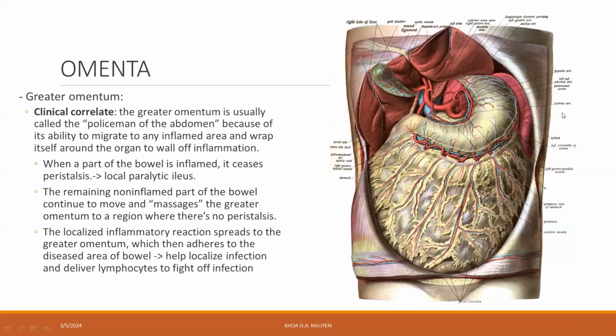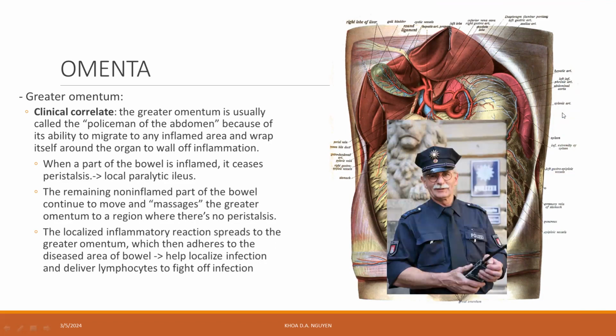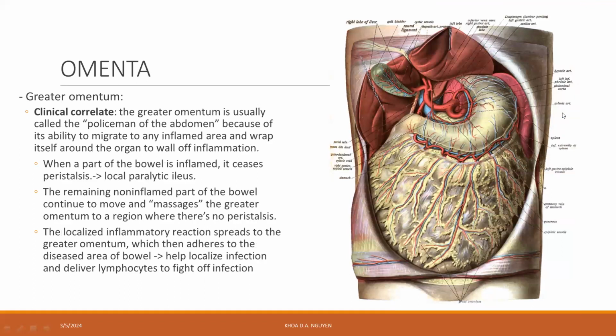Okay, so a clinical correlate, an important one for the greater omentum, is that it is called the policeman of the abdomen. Why? Because of its ability to migrate to any inflamed area and wrap itself around the organ so as to wall off the inflammation. Now, let's suppose that your appendix is inflamed, right? So the greater omentum can actually move to the appendix and wall off the appendix, okay?